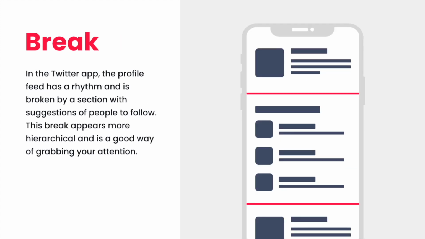Break. This is the newsfeed of the Twitter app. So how do we break through a line? We can break it through the line, through spacing, so that our two elements look different from each other.